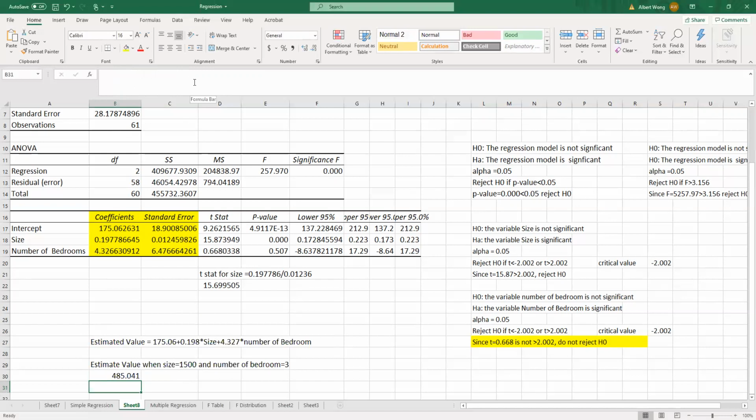That's the basics that we need to know about regression analysis. There's actually a lot more that we can talk about, for example, residual analysis for checking assumptions and so on. But this is beyond the scope of this video.